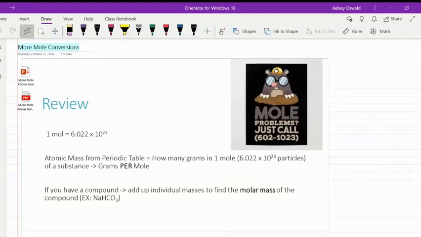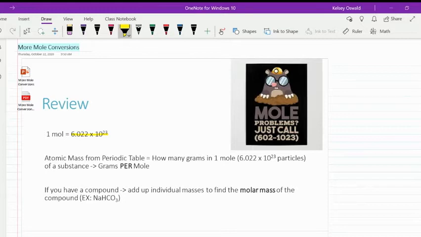Hi guys, welcome back. So today we are going to continue with looking at the mole and doing our conversions using Avogadro's number. So just to review, we know that 1 mole of anything is equal to 6.022 times 10 to the 23rd. Okay? So if we have 1 mole of atoms, that's 6.022 times 10 to the 23rd atoms. Or if we have 1 mole of molecules, that's 6.022 times 10 to the 23rd molecules. Whenever we refer to 1 mole, that's how many we have.